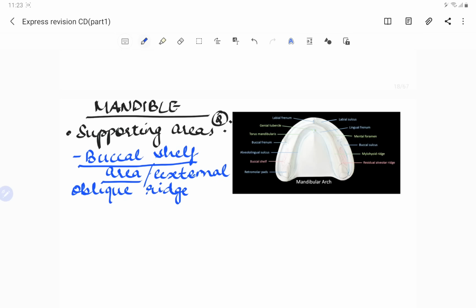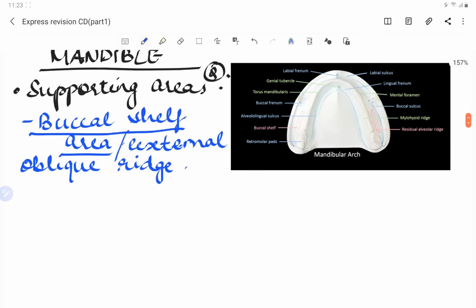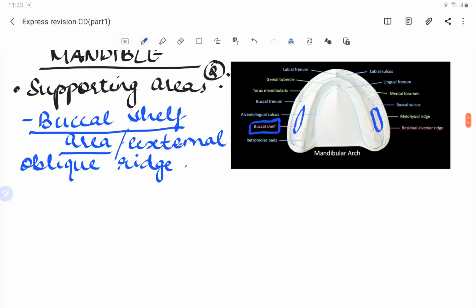Right. So the buccal shelf area, we know that this particular area is the buccal shelf area. As you can see here, this is the buccal shelf area. The buccal shelf area is between the buccal frenum and the anterior border of the masseter muscle.